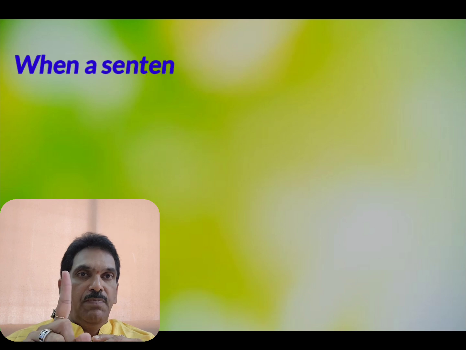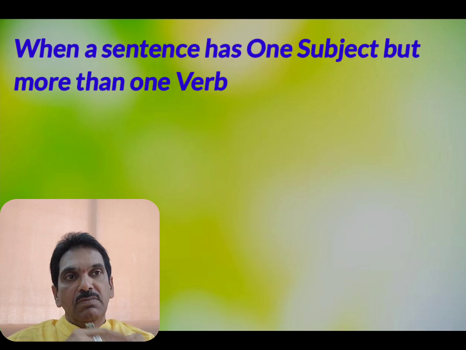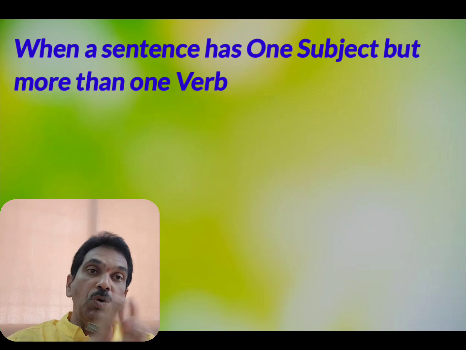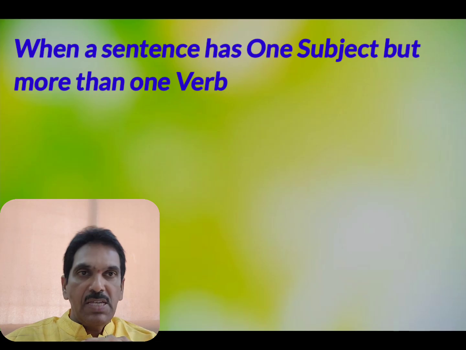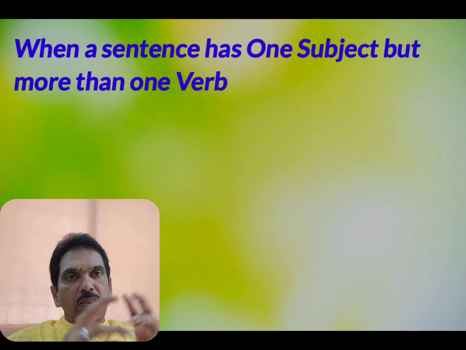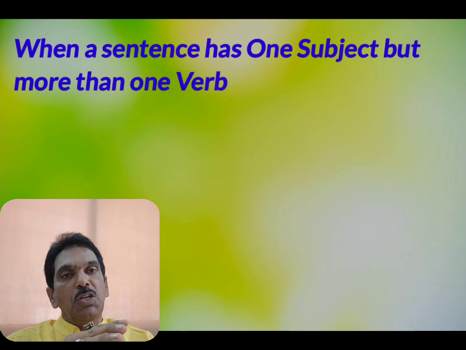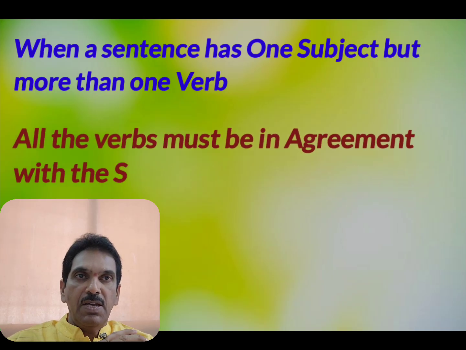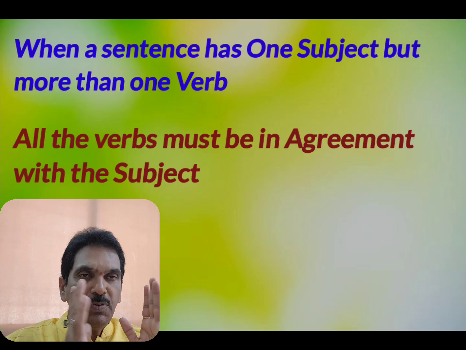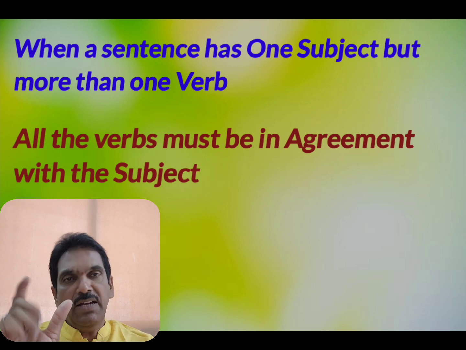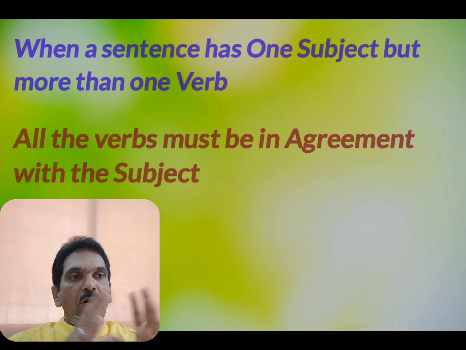There's one more variety of sentence where the subject is one, but more verbs are added in the sentence. In the same sentence, single subject and more verbs are added. What do you do in such a case? Care should be taken that more verbs, 1 or 2 or 3 verbs, whatever are there, they should be in agreement with the subject, all of them. So you have to keep in mind the subject and each verb, whether it is in agreement with that, that is the singularity, plurality, or the person, first person, second person, all those things.